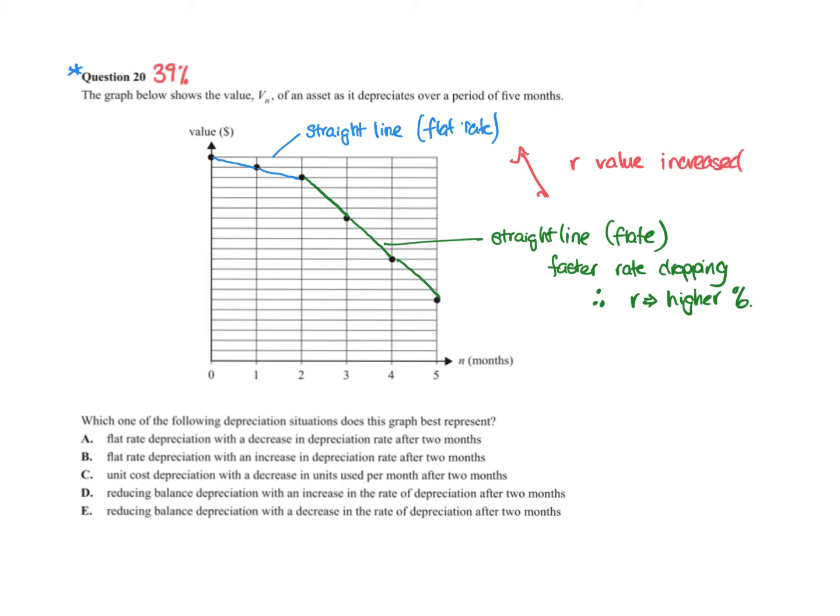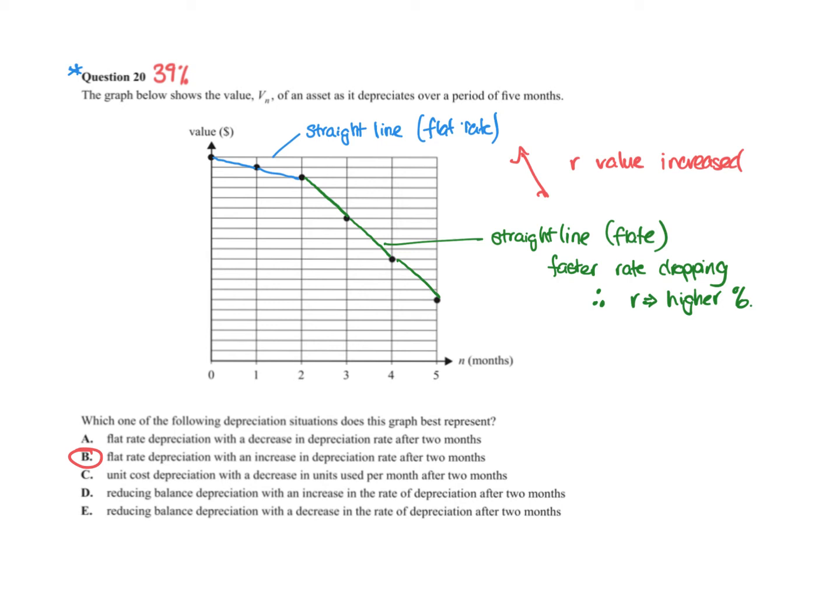Because if it's going up, but it's dropping by more, it meant the R value got bigger. So this first one doesn't make sense because it said a decrease in depreciation. Did it get quicker? So which one's the best answer there? That second one looks okay. Flat rate depreciation with an increase in depreciation rate. It got steeper, that means it increased, it got quicker. So B will be your answer there.